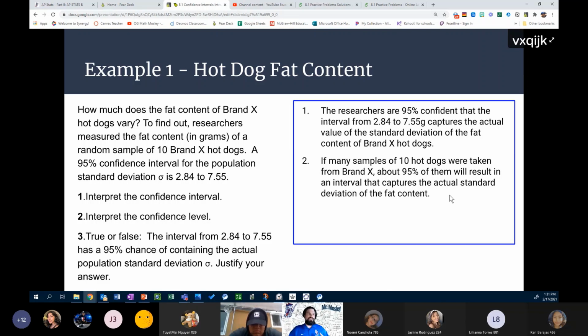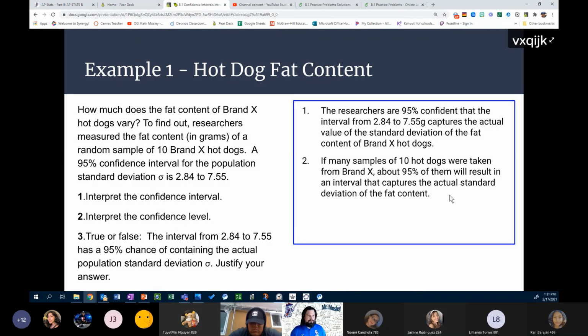And if I redo this sampling again and again and again of 10 hot dogs, each of those would give me a confidence interval. Of all of those confidence intervals that I've now compiled, 95% of those will contain the actual standard deviation. Some of them might be way over estimates or way under estimates, and they will not contain it, which is why we're only 95% sure, not 100. All right.